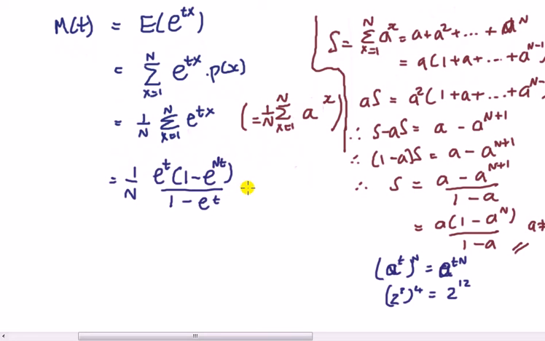Now what we notice here is that this is going to be fine so long as t is not 0. Why? Because if t is 0, it'll be e to the 0, which is 1, and 1 minus 1 is 0. And then up there you're going to have 1 minus 1 as well. So for t equal to 0, you've got a problem. At t equal to 0, if we just look at it, it equals 0 over 0.